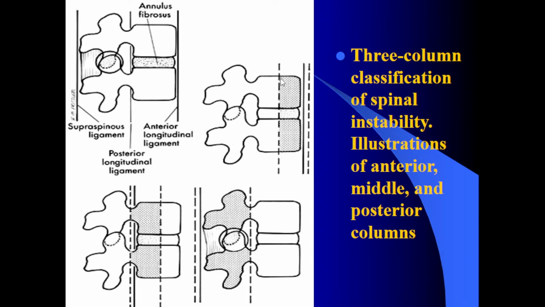is represented by the anterior part of the vertebral bodies, the anterior part of the intervertebral disc, and finally the anterior longitudinal ligament. Then we have the middle column, which consists of the posterior part of the bodies, the posterior part of the intervertebral disc, and finally the posterior longitudinal ligament.